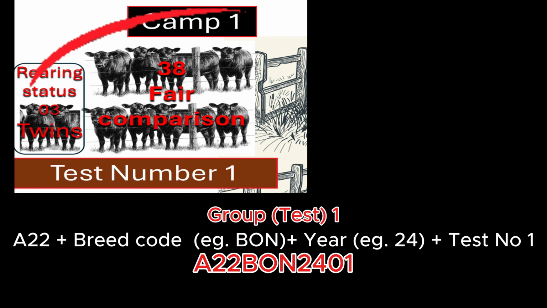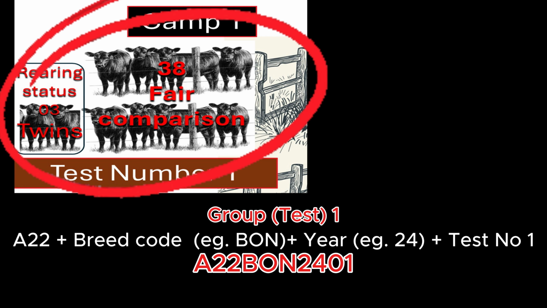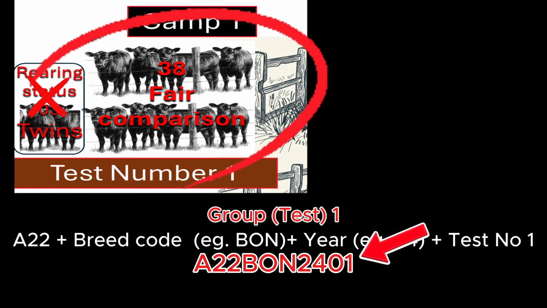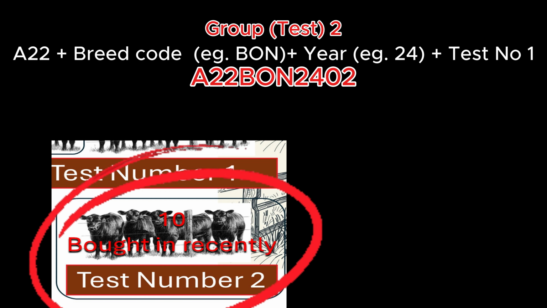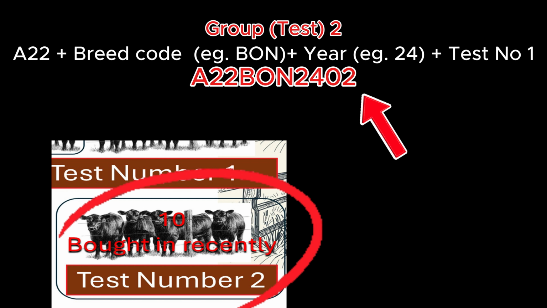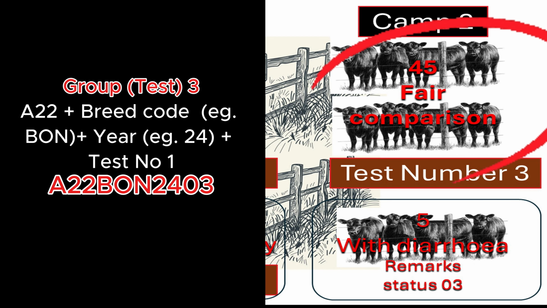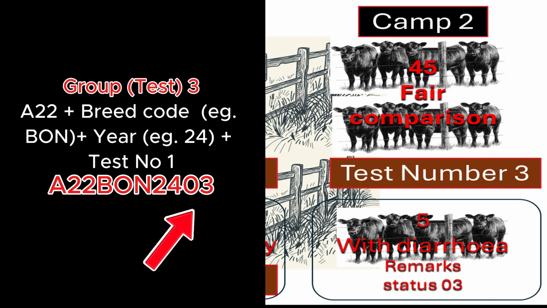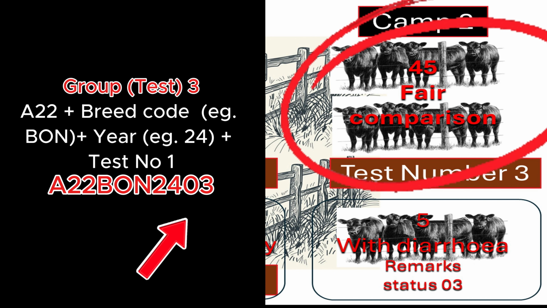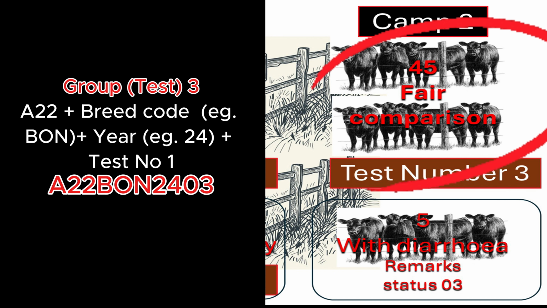Group A22, that's for weaning, the breed code, 2024, the year, Group 1, there are 38 animals, those are the animals in Camp 1. Again, code A22 for weaning, the breed code, 2024, Group 2, 10 animals, those are the purchased animals. And then the third group, again A22 for weaning, the breed code, 2024 for the year, and Group 3, 45 animals. Those are the animals in Camp 2.